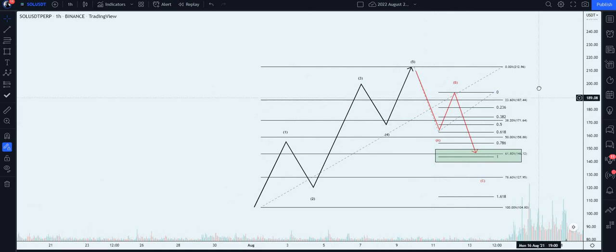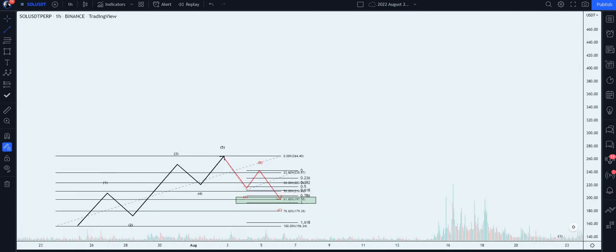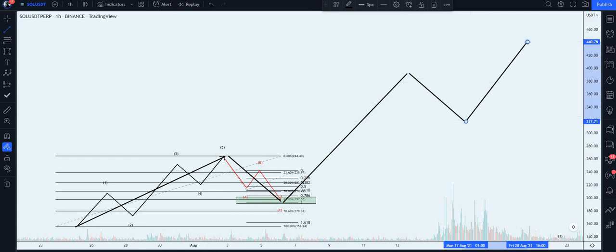So then what you'd be doing is zooming out. Let me just clean this up. You'd be zooming out on a higher time frame to find the major waves, right? So this is your major wave 1, right? Your major wave 2, and then you get your major wave 3, 4, and 5, something like that.